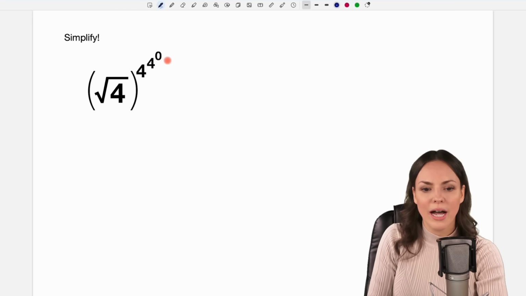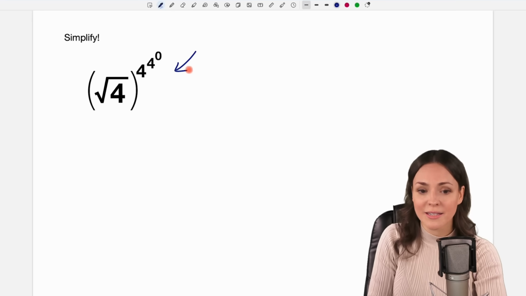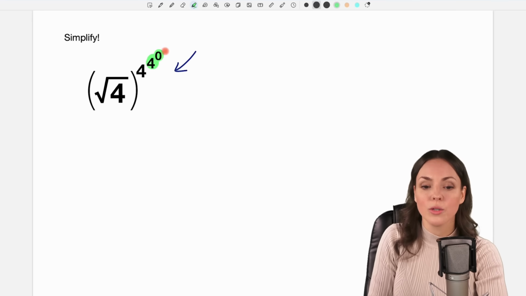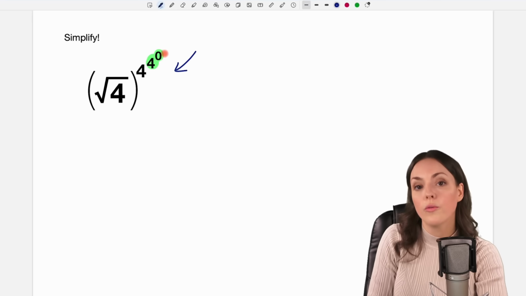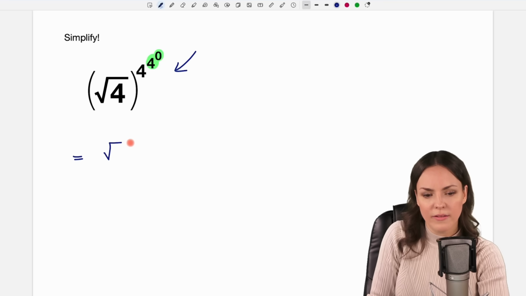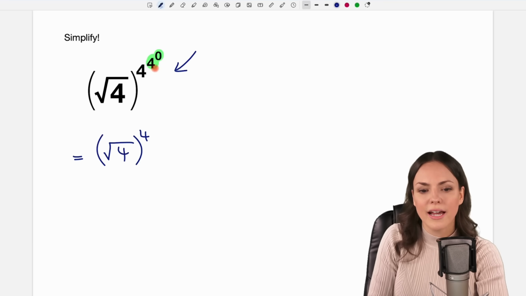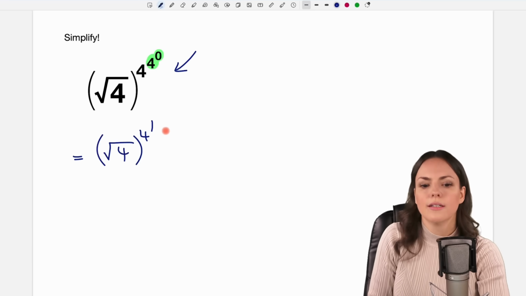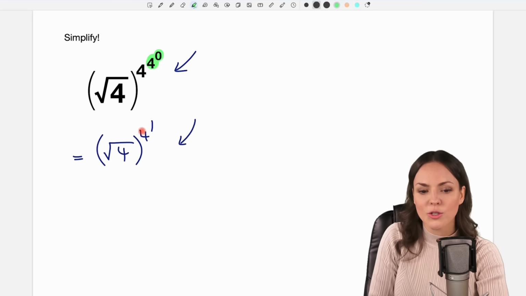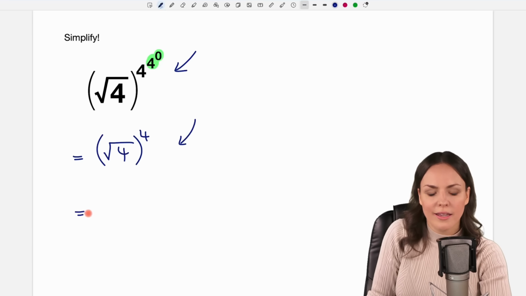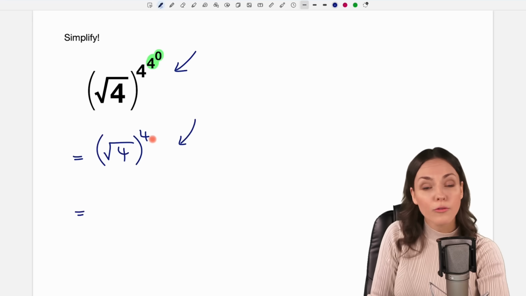Well, we have a power here, and exponentiation is right associative, so we start from the right. This means that we have to calculate 4 to the power of 0 first. This means we leave everything else as it is, also the to the power of 4, and now we calculate 4 to the power of 0. Something to the power of 0 is always 1. Then we still come from the right side, so 4 to the power of 1 is our next step to do, but 4 to the power of 1 is just 4. And then we have the square root of 4 to the power of 4.